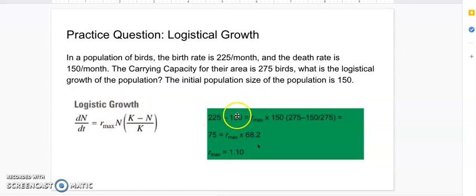And that's what this top line over here is. So here's that birth rate minus the death rate, which is equal to this right here. Then we have that r value times the N, which is the initial population size, times the carrying capacity minus the population size divided by the carrying capacity. If we were to plug that in, we would get something more simplified like this, right? So 225 minus 150 gives me 75. If I multiply these numbers out, I get 68.2. So then I just have to divide each side by 68.2, and I get r equaling 1.1. So my logistical growth value is 1.1.